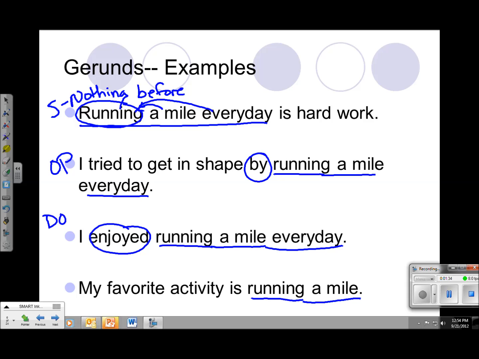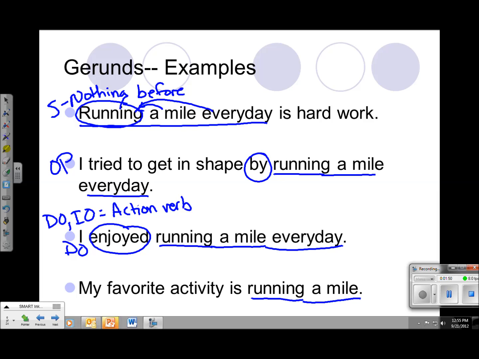It can either be a DO or an IO, a direct object or an indirect object, if it follows an action verb. In this case, enjoyed who or what? Enjoyed running a mile. This one is a DO.